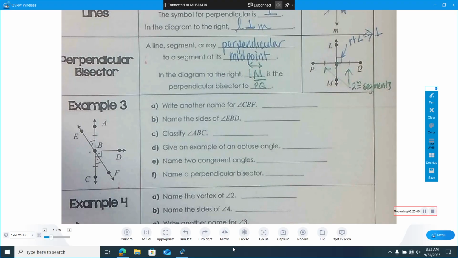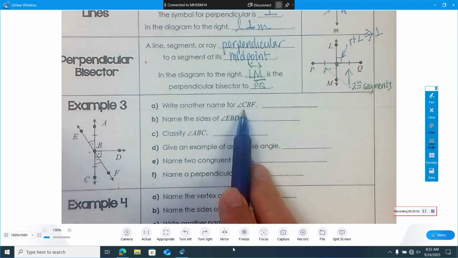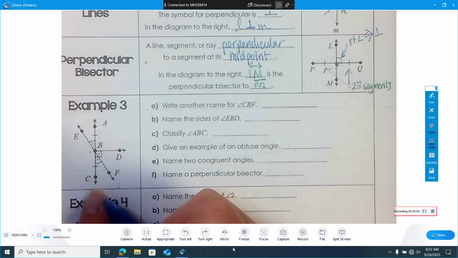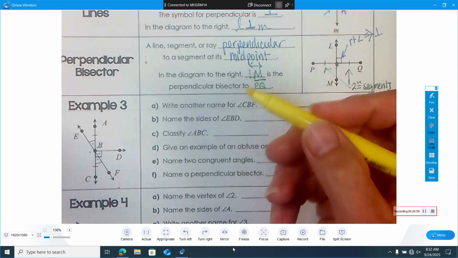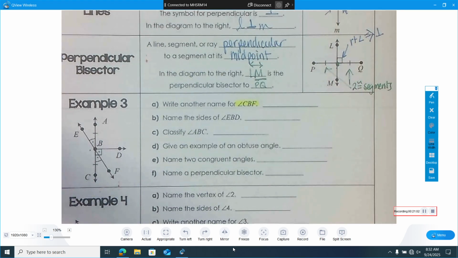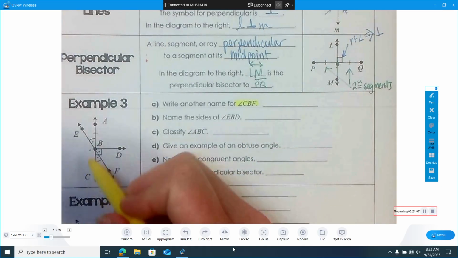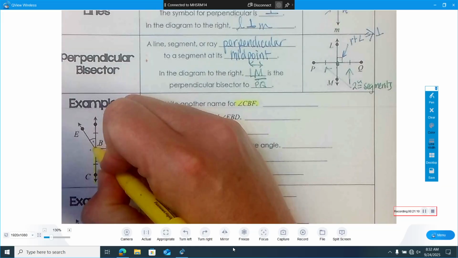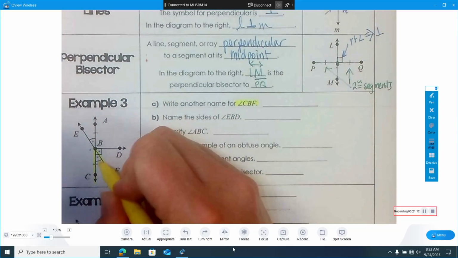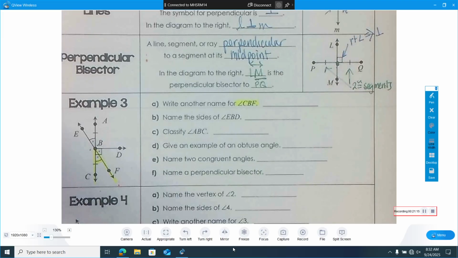Okay, so it's really important that we pay close attention to how we name them. And that's why we need 3 letters when we name angles. Write another name for angle CBF. First of all, I like to highlight, especially in the beginning. If you have another color or a highlighter, it can be really helpful making sure you understand what we're looking at. Angle CBF starts at C, hits B, and then hits F. So there is the angle right here. There is that little angle with sides BC and BF. So what's another name for that angle?